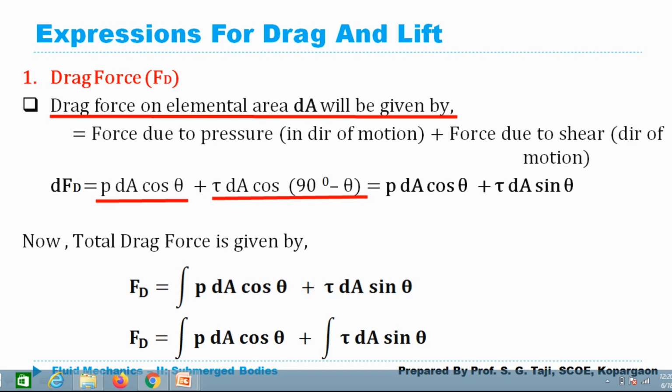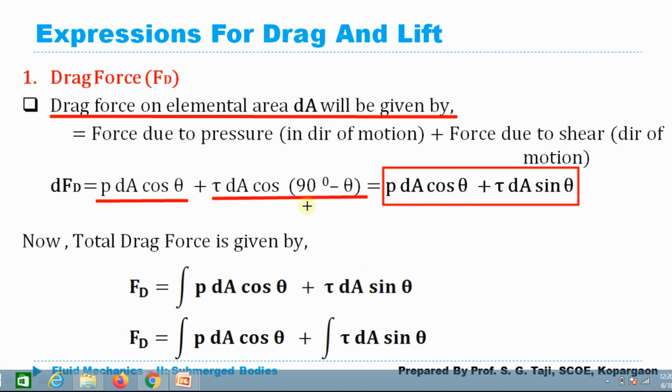So I can write down the equation for the drag force which is acting on the small elementary area dA will be equal to P dA cos of theta plus tau dA sin of theta. Now this is nothing but the drag force which is acting on small elementary area dA. If I want to compute the drag force for the whole body, in that case I need to take its integration.